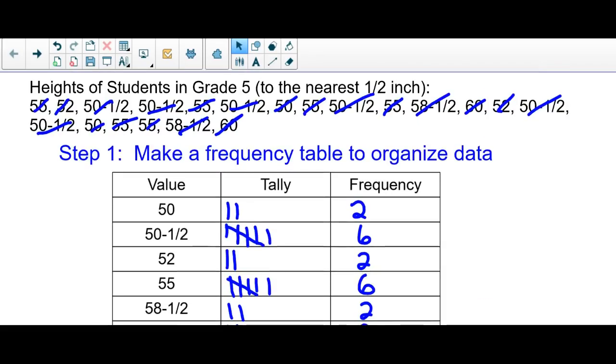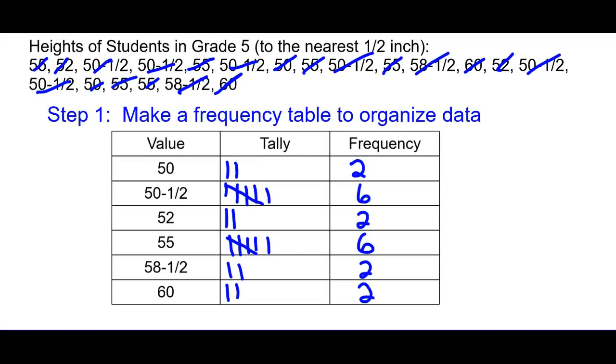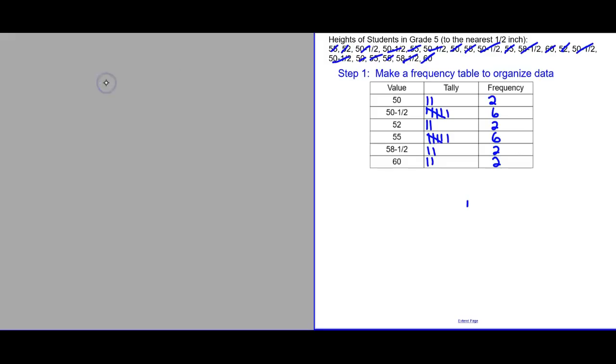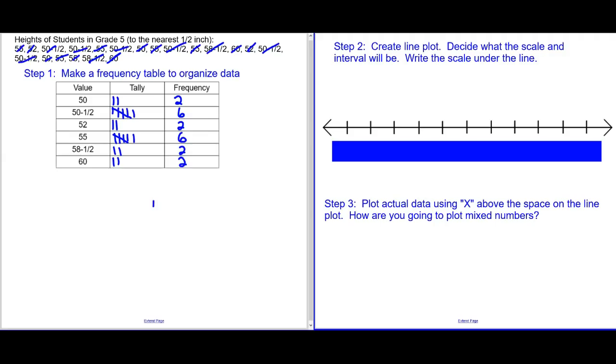Okay, hold on one second. Okay, so we have step 1 done with our data table. So now we're going to turn this into a line plot.